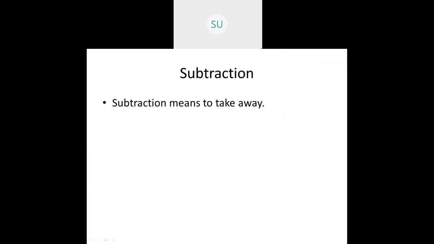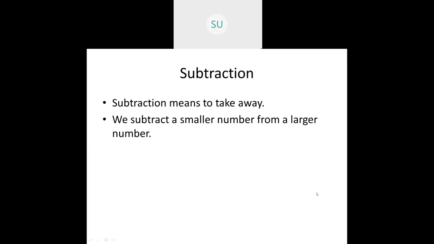Okay, so what does subtraction mean? Subtraction means to take away something. For example, I have 5 chocolates with me, and I want to give you 2 chocolates. So I'm taking away 2 chocolates from that 5 and giving you all 2. So 5 minus 2. Now, I gave you all 2 chocolates, so how many will be left with me? I'll be left with 3. So I took away 2 from 5 chocolates. Subtraction means to take away something.